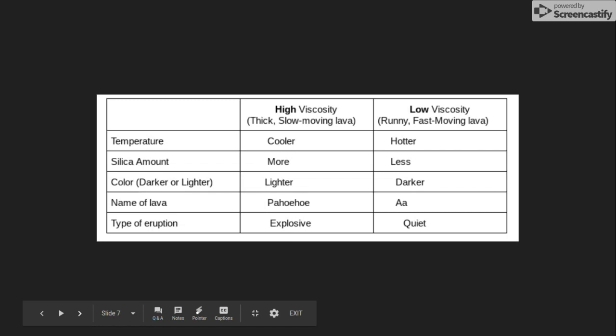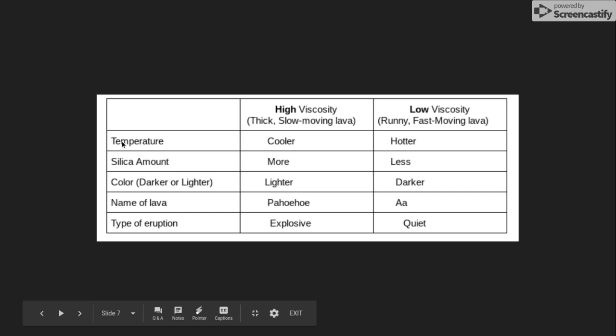Okay, so now you have high viscosity, which is thick, slow moving lava, versus low viscosity, which is runny, fast moving lava. So we're going to learn the difference between high viscosity, slow lava, and low viscosity, fast lava. So temperature is cooler in high viscosity. So if it's slower, it's cooler. The temperature is hotter, which is why it's running faster in low viscosity.